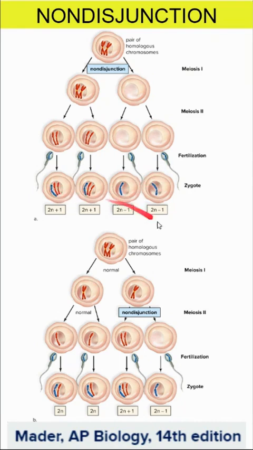So if nondisjunction happens during meiosis 2, the sister chromatids are splitting apart during meiosis 2. On this side, they did normally separate, and the homologous chromosome separated, and on this side, the sister chromatids separated, and this is normal. You end up back at diploid after fertilization. However, on this side, the sister chromatids fail to separate, and both of these get pulled into this cell, which causes trisomy in this one and monosomy in this one.